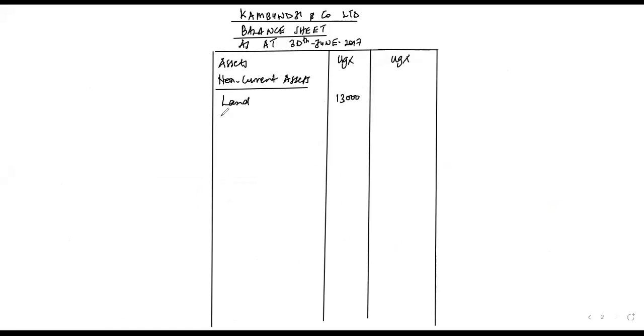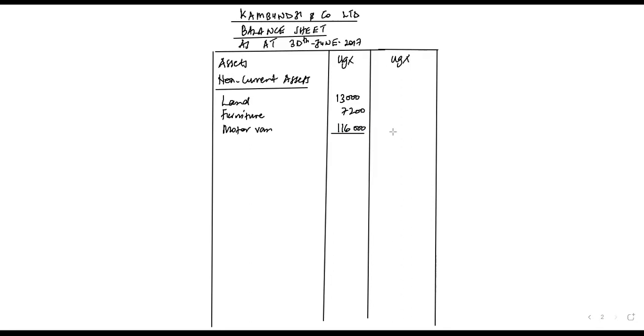Then you have the furniture, which is 7,200. You have the motor van, which is 116,000. These are the non-current assets which you have, those assets which we expect to be available for use for more than one accounting period.